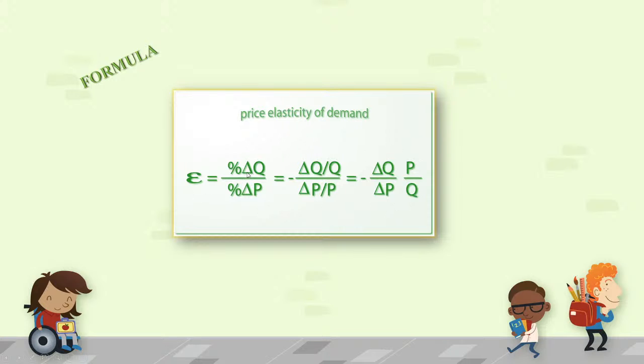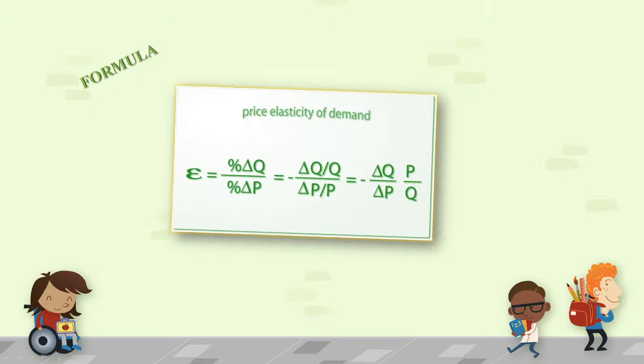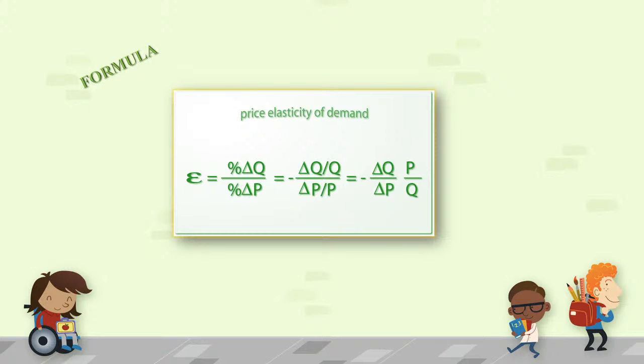As you can see, it's the percentage change in quantity upon the percentage change in price, which is equal to minus delta Q upon Q, whole upon delta P upon P. This part shows the change in quantity, this part shows the change in price. Or with a little reshuffling, the final formula comes to be minus delta Q upon delta P multiplied by P upon Q. P is the price, Q is the quantity, we know that. So this is the final formula.